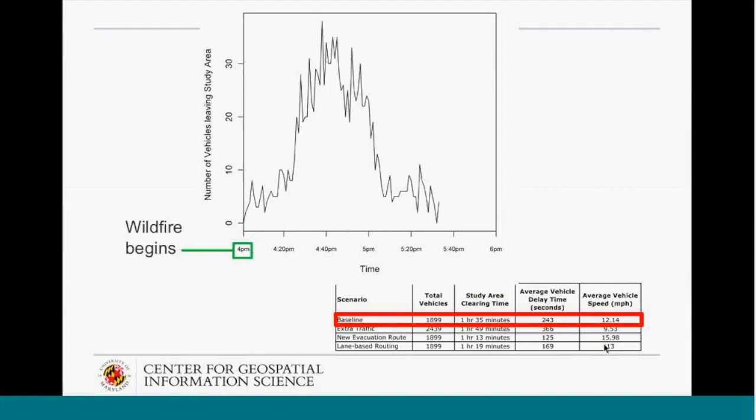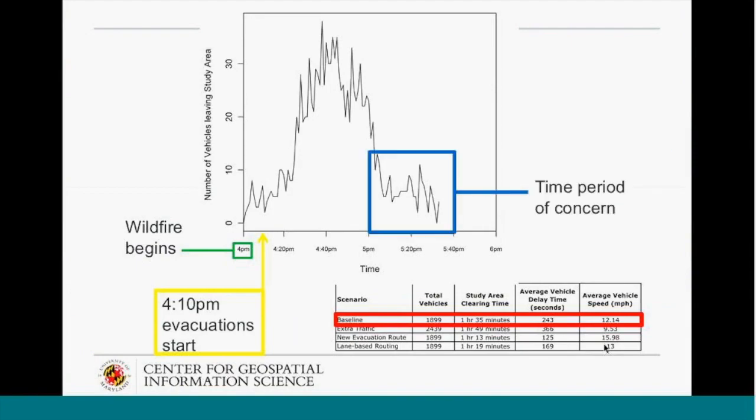So here's a couple of key points. Wildfire begins at 4 p.m. 4:10 p.m., the evacuations start. And the time period of concern is really towards the tail end of the evacuation because that is when the wildfire actually burned into this neighborhood, right?